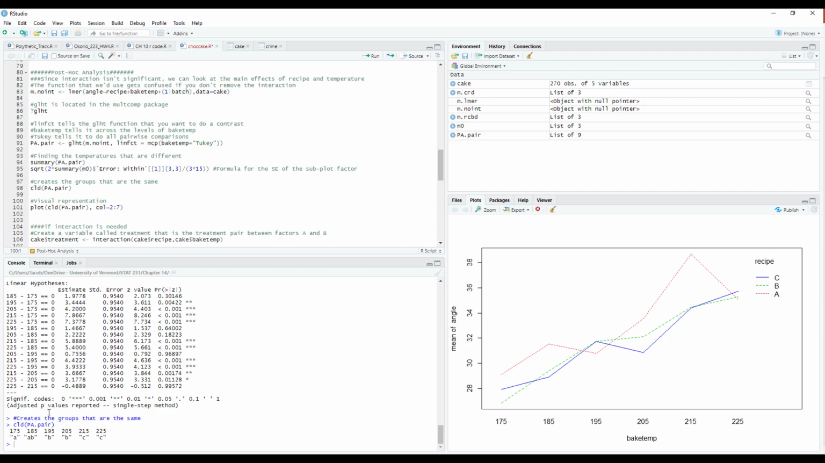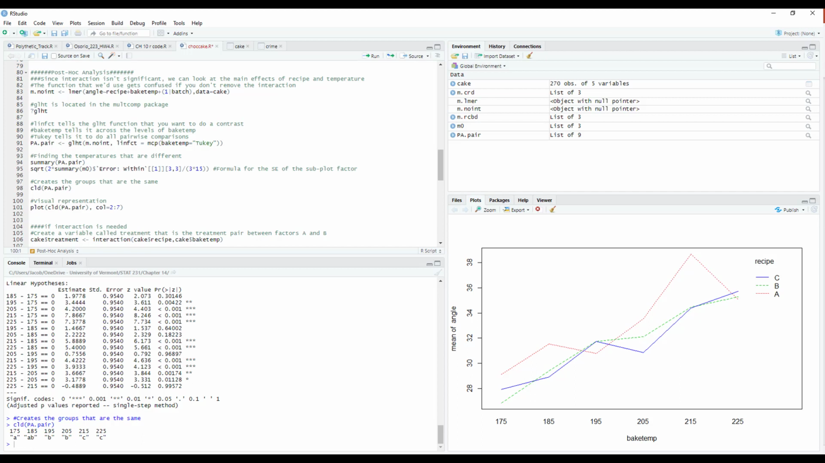So this is an easier way than having to look through all of these and figure out which ones are different. Just do cld, and it'll put them into groups that are distinct. So we have three different distinct groups, A, B, and C. C is made up of the two highest temperatures. B is made up of the two middle temperatures with the possibility of 185. And group A is 175 with the possibility of 185.